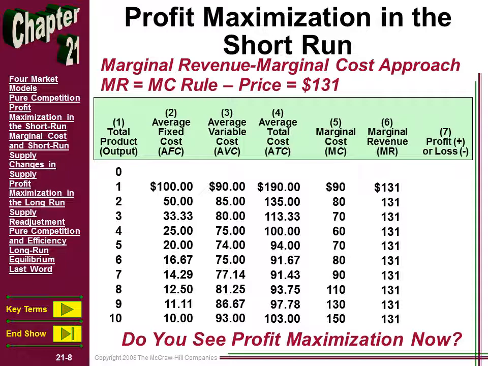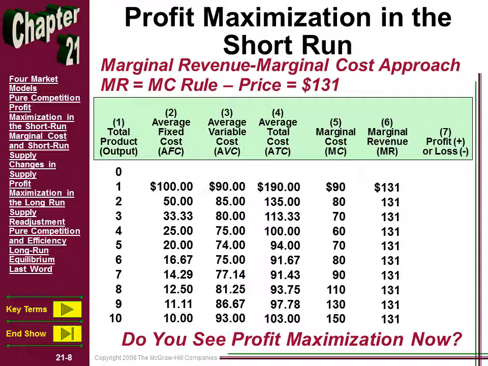So we simply look at this data and say, okay, where does marginal revenue equal marginal cost? Well, we see that marginal revenue exceeds marginal cost all the way up to the 9th unit of output, right? Because at 9 units of output, marginal revenue is $131, but the marginal cost of producing that 9th unit of output is $130, right? But what happens at the 10th unit of output? Well, at that point, marginal cost actually exceeds marginal revenue.